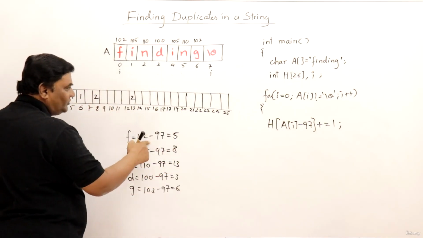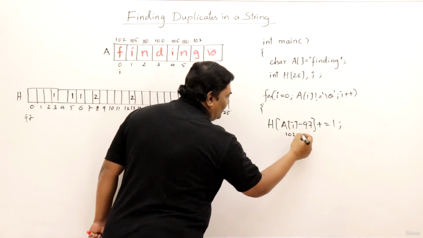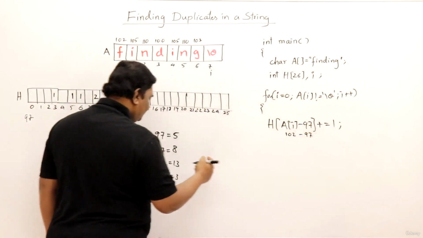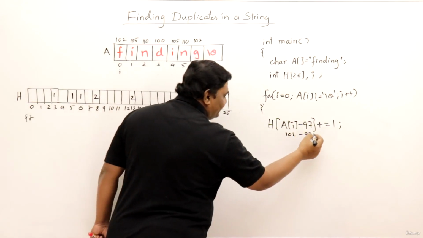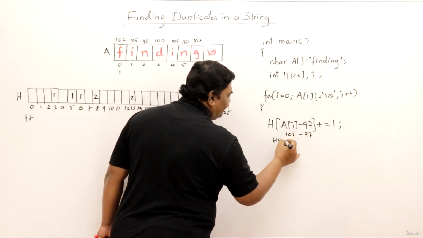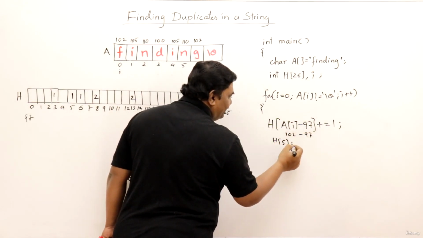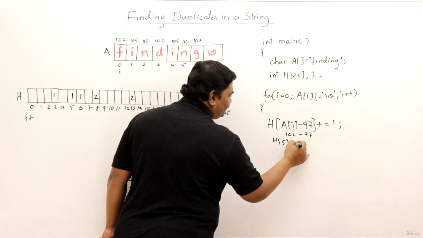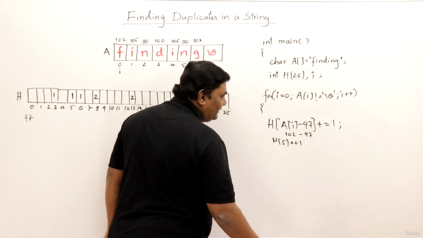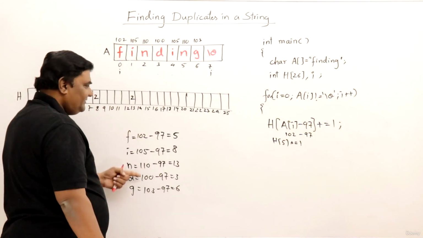So in the hash table at a given index, for example, A of I is F. F is 102. 102 minus 97, how much is this? 5. So this becomes H of 5. H of 5 is incremented by 1. So H of 5 plus 1. It becomes like this.